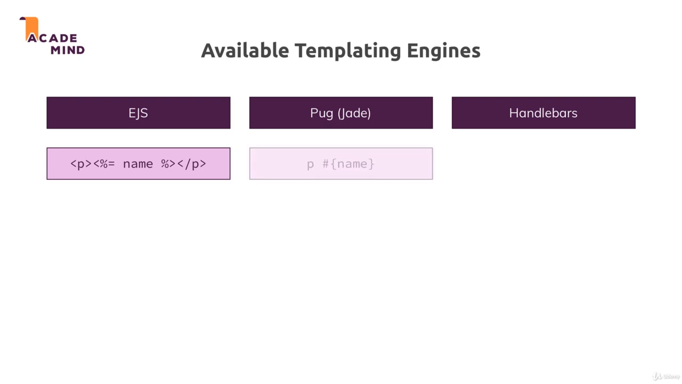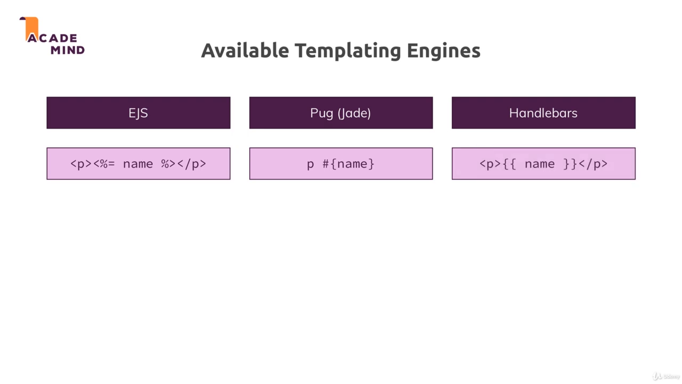Pug uses a different syntax. It doesn't use real HTML. It replaces this with a minimized or minimal version. And then it also allows you to output dynamic content with this syntax, the hashtag curly brace syntax, for example. Handlebars in turn uses HTML again, but then you have the double curly brace placeholders for the dynamic content. So similar to EJS, actually, Handlebars has a bit fewer features available, you could say, or it follows a different philosophy, but it's closer to EJS. Pug is the outlier here, which also uses a different HTML syntax.